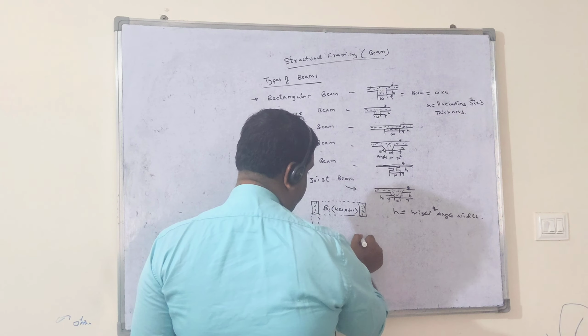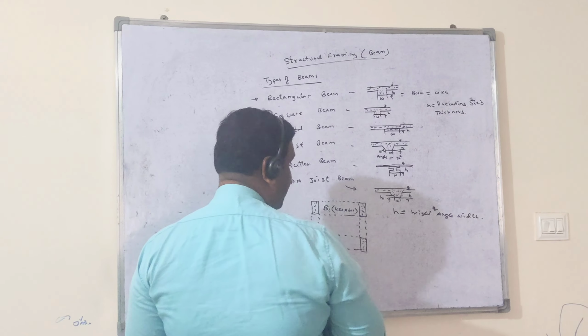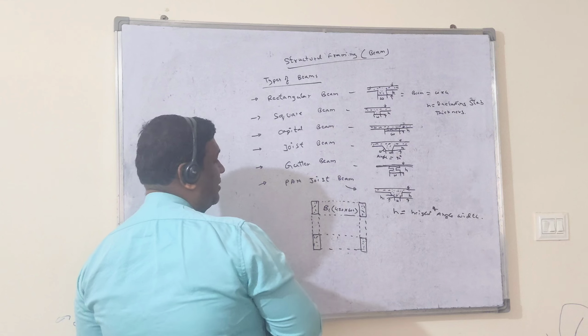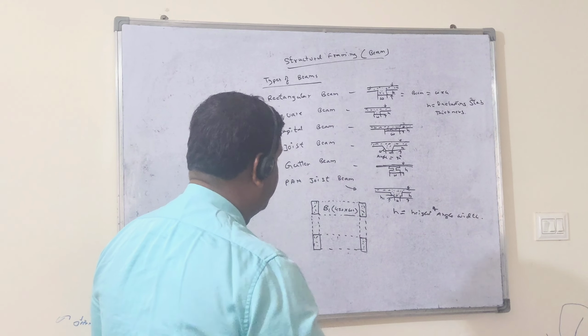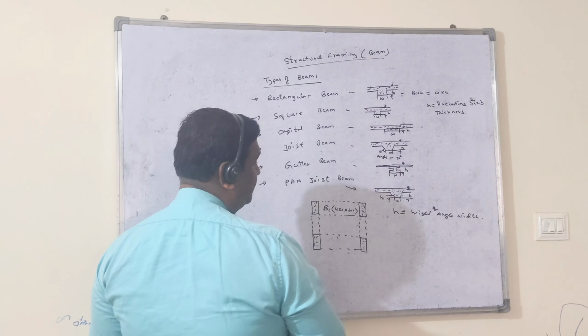Again here one more column is there, so we have to place one more beam also here. And this is a column, again here also one more beam. Like that it will come. So from columns to columns the connectivity of beams should be there. That we will call framing.